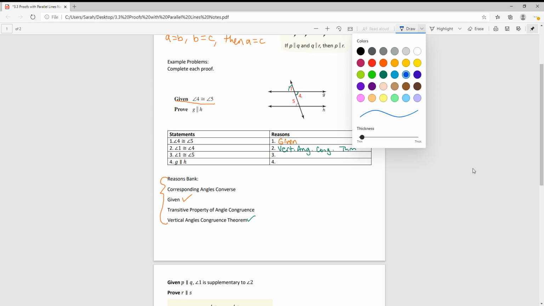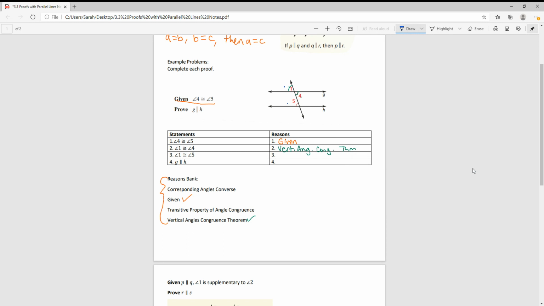Okay, next step. For our next step, they are saying that angle 1 is congruent to angle 5. So here's angle 1, here's angle 5. What kind of relationship do those angles have with each other? Actually, no, let's back up. For this, we want to look back at steps 1 and 2. Here I have angle 4 is congruent to angle 5, and I have angle 4 is congruent to angle 1. Since angle 4 is part of both of those, I can use the transitive property to say that angle 1 is congruent to angle 5. So this one is with the transitive property, which we talked about just a second ago.